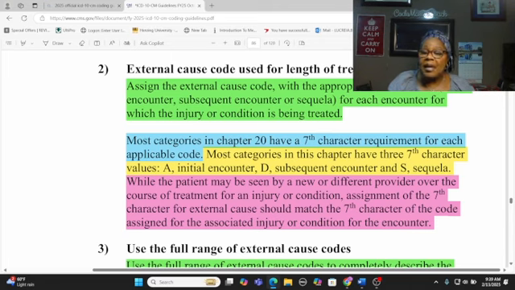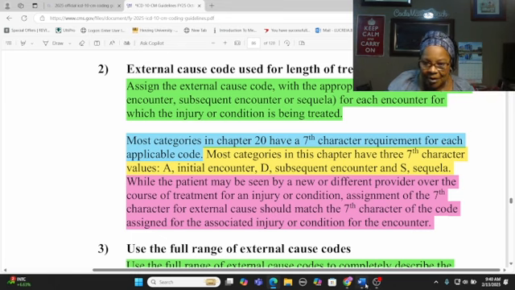While the patient may be seen by a new or different provider over the course of treatment for an injury or condition, assignment of the 7th character for external cause should match the 7th character of the code assigned for the associated injury or condition for the encounter. So here it's saying your 7th character for the condition should match the 7th character on the external cause codes. Makes sense, because as long as you're receiving active treatment, it is still A, initial.